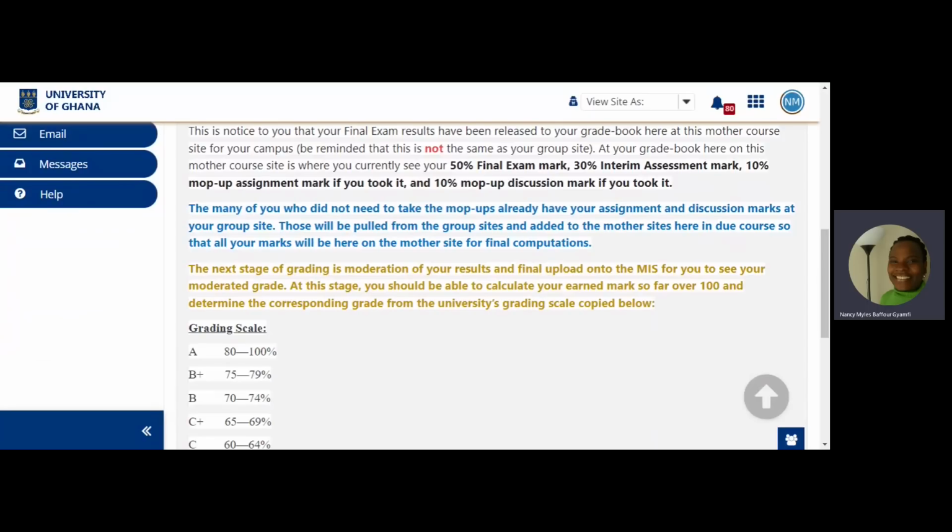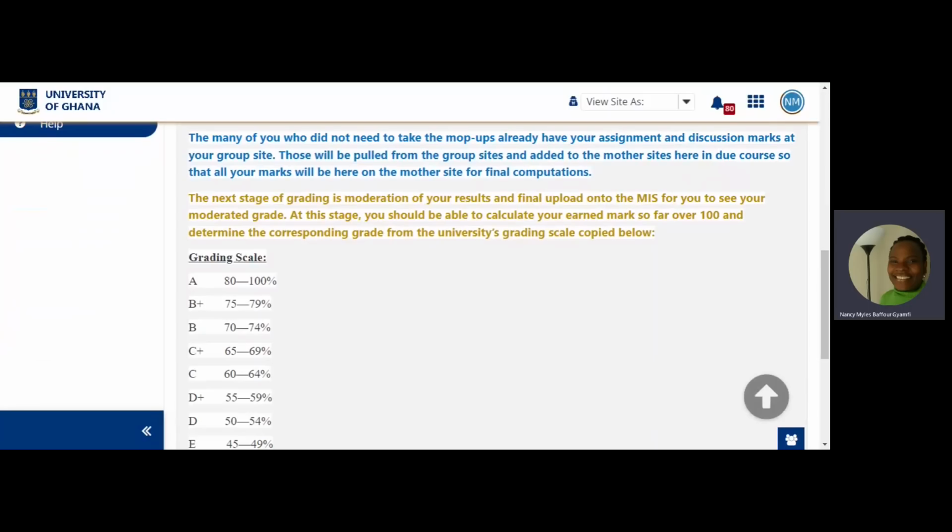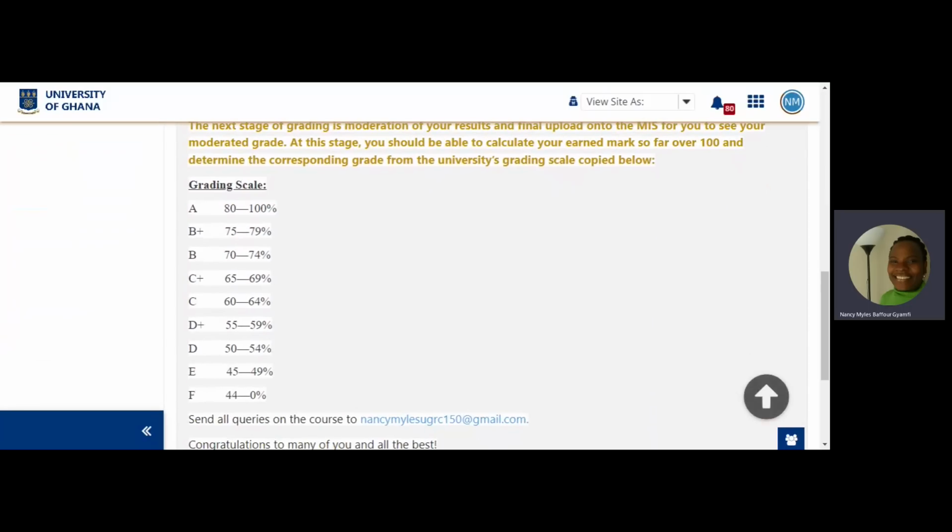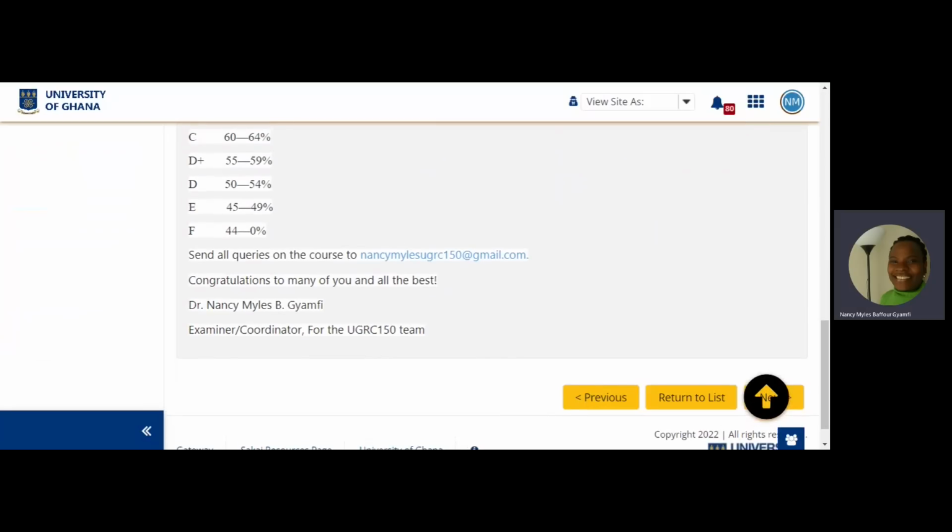Okay. So 10% assignment, 10% forum, 30% interim assessment, and then 50% exam. Total, 100. That's what we are doing. So you can do your own computation, know what you end with over 100, and determine the corresponding grade from the university's grading scale, which I copied below from your course outline. 80 to 100 is A, in that order. If you got 49 and below, or better still, below 55, it is a referral. You will do the course again, and I'll put my details there for your communication.